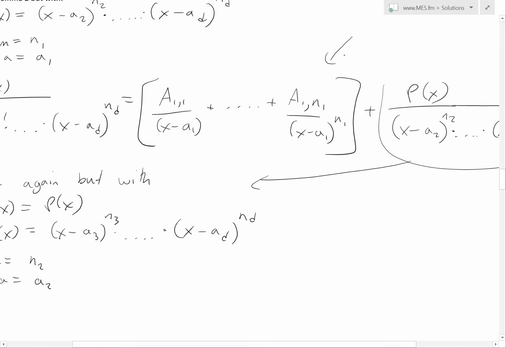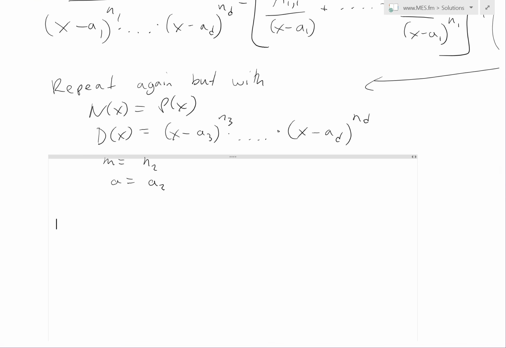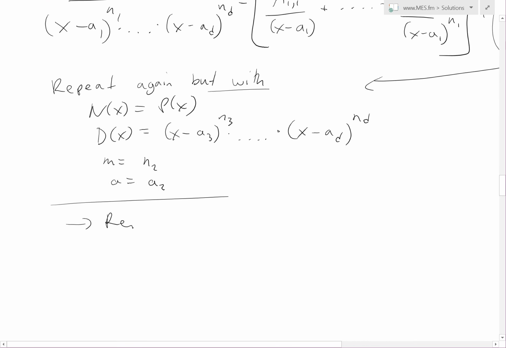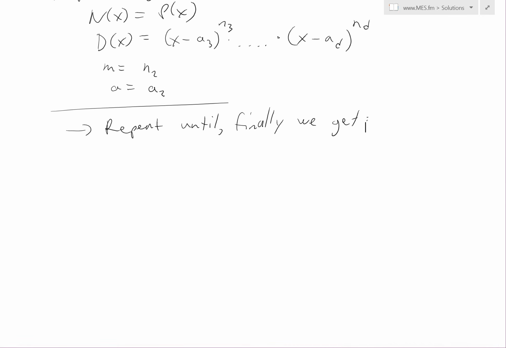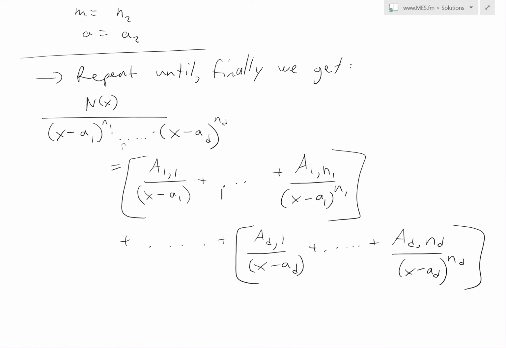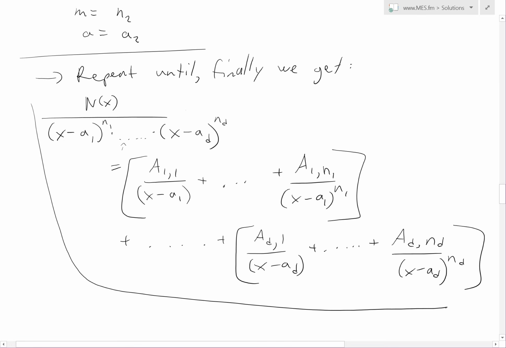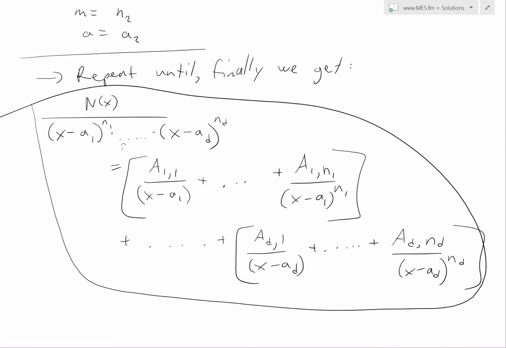We remove one of these at a time, and keep repeating until we finally get all of this, which is the theorem we were trying to prove right here.